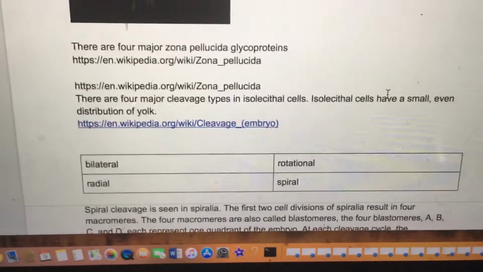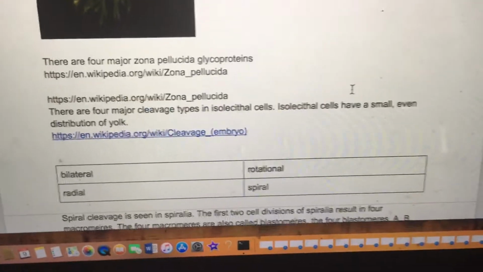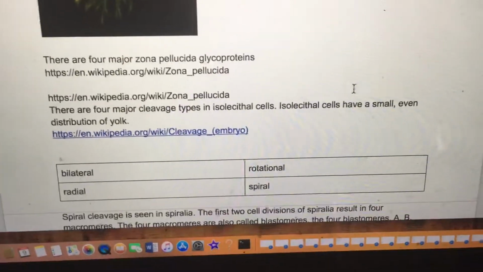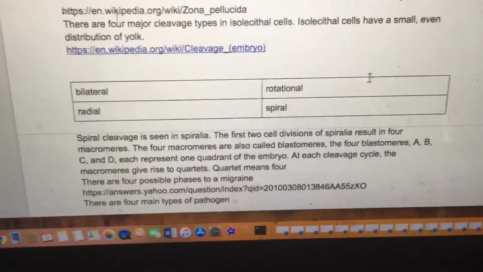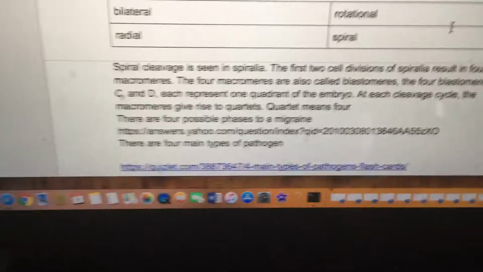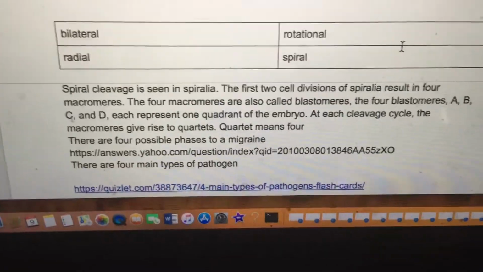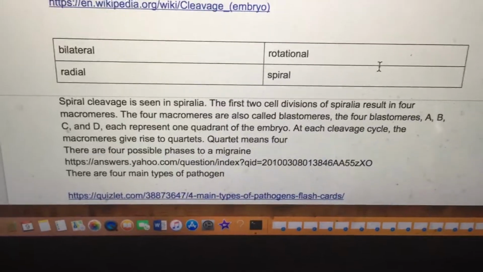There are 4 major cleavage types in isolecithal cells. Isolecithal cells have a small, even distribution of yolk. Bilateral, radial, rotational, spiral. Spiral cleavage is seen in Spiralia. The first 2 cell divisions of Spiralia result in 4 macromeres. The 4 macromeres are also called blastomeres.